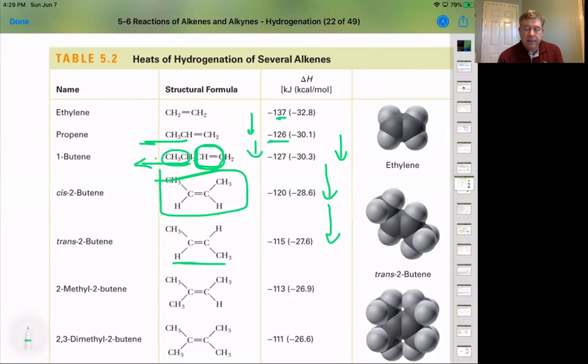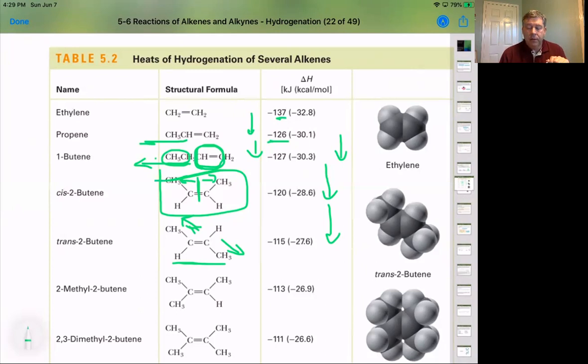That means that this cis isomer here, because these methyl groups are pushing out at each other, has more energy stored in it than the trans. In the trans, these two are opposite each other. There's no tension between those. Therefore, it's even more stable. So the carbons bonded to the double bond are giving it the stability.